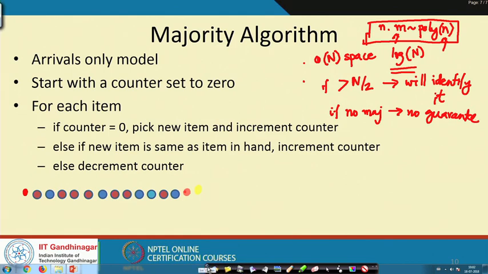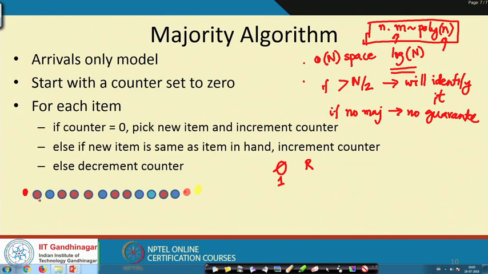So, what is the algorithm? This sort of mysterious algorithm is very simple. What we will do is have a single counter that starts at 0. For every item, if the counter is at 0 and you are seeing an item, you pick up that item. The counter is at 0, we see red, so we pick up red and increment the counter. So the counter becomes 1.